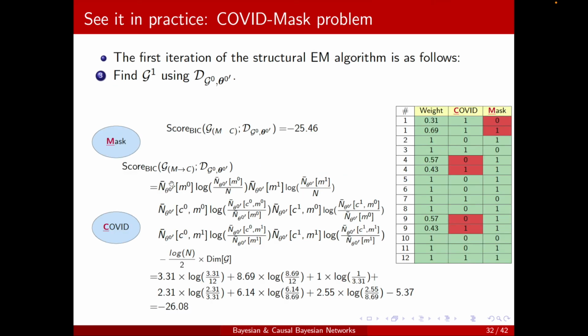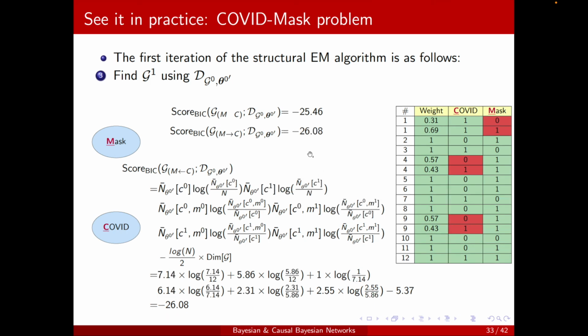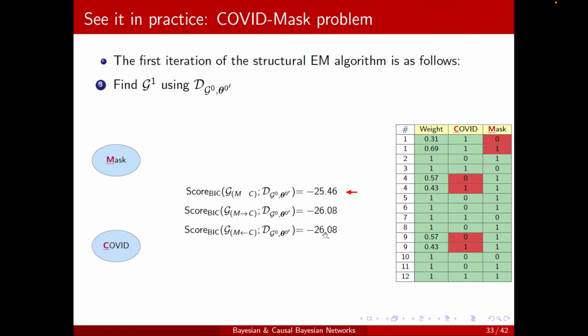Same story when we have a link M to C. Just this time we have, for example, c0 m0 divided by m0 because there's a link from M to C. And I can do the math and get the final value. So these will be the answers. If I change the direction from C to M, because of the score equivalence, I know that I will get the same answer. So we don't need to do this really, but we just showed the calculations here.